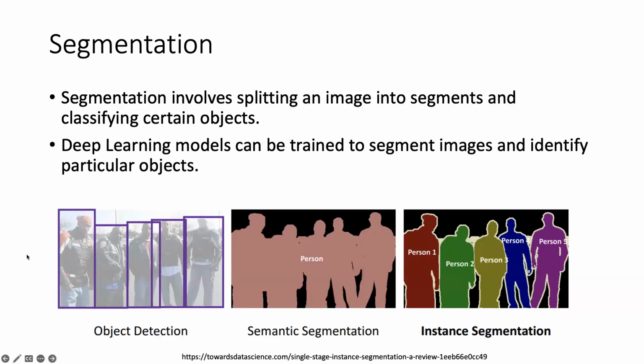There are different kinds of segmentation. With semantic segmentation, the entire class is assigned one mask, whereas with instance segmentation, each instance of a class is assigned a different mask. So we can use deep learning for segmentation and actually train a model to recognize certain objects for us.